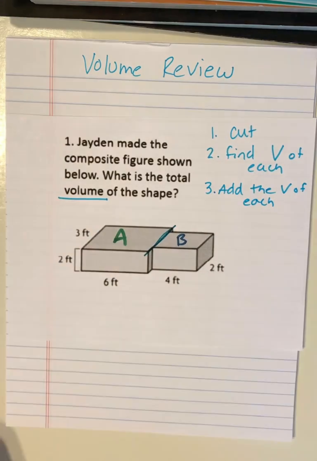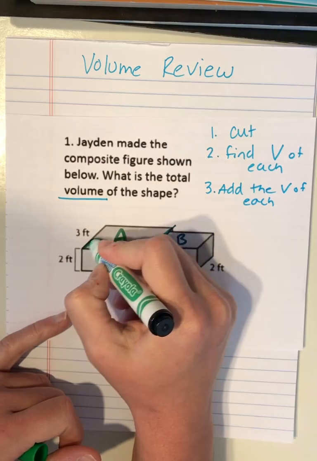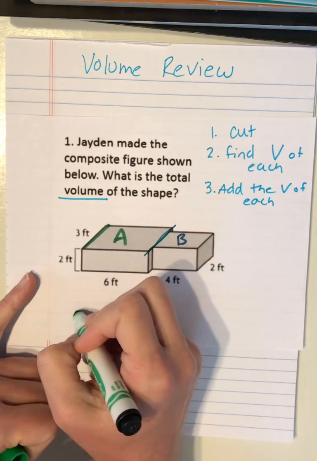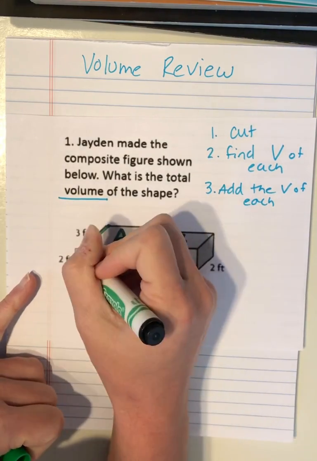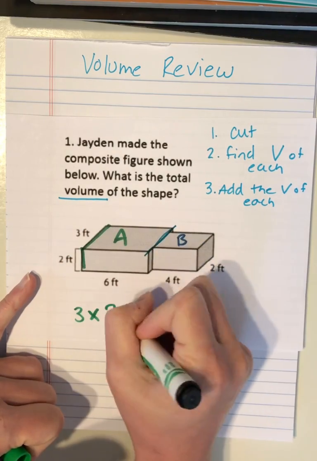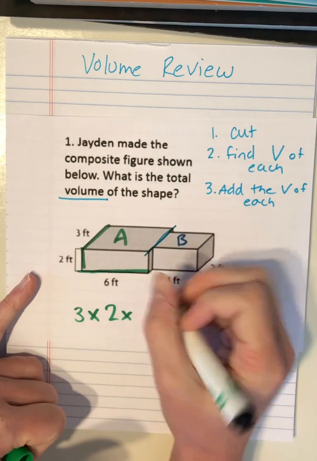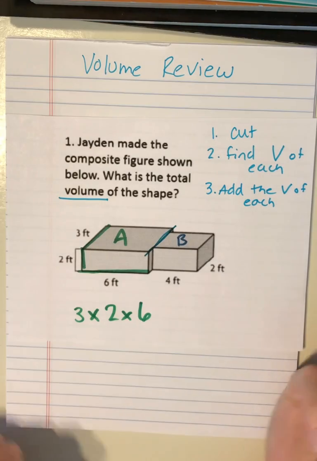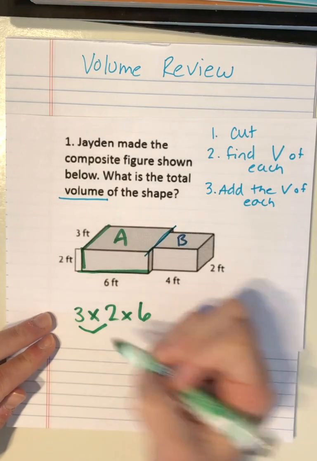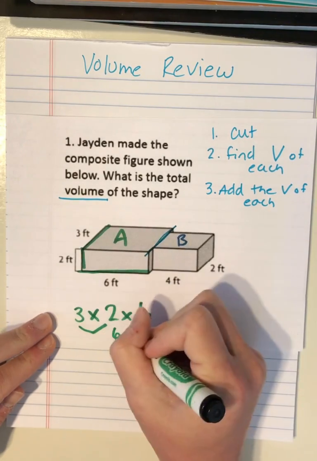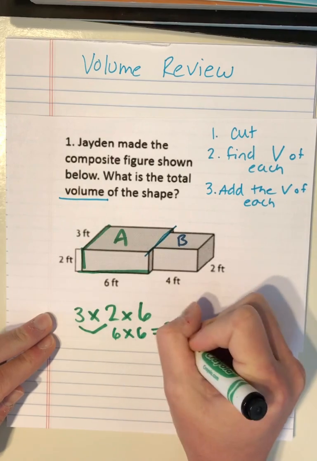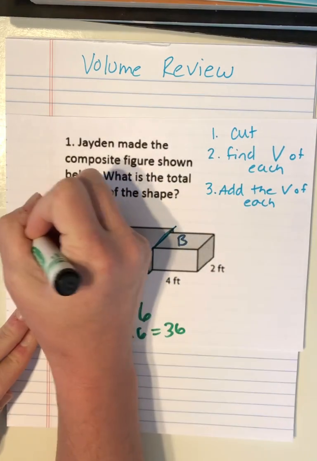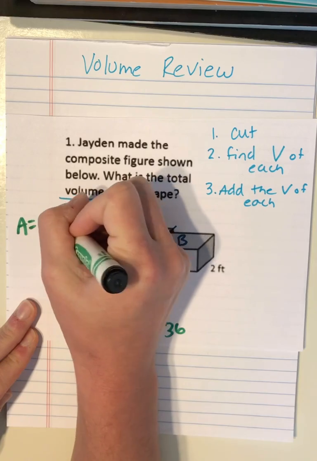Once we find the volume of A and B, we're going to add the volume of each, and that will get us the total. So for A, I see my length is 3 feet times my height is 2 feet times my width is 6 feet. Okay, 3 times 2 is 6. 6 times 6 is 36. So the volume for A is 36 cubic feet.